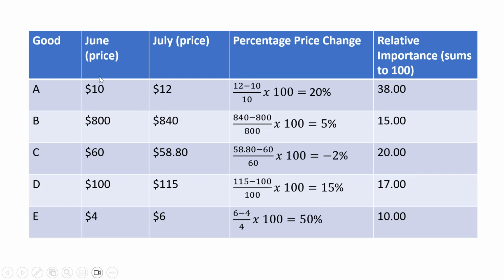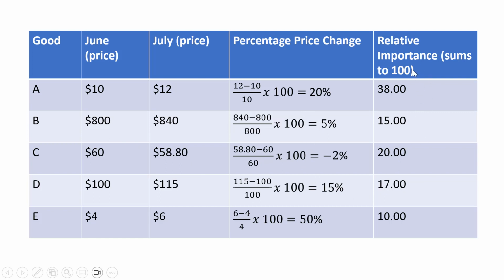Here we have a table. We have five goods in this table. We have the prices for each good in June and July. And the first thing I'm going to do is calculate the percentage price change from June to July. So going from $10 to $12 here for good A is a 20% increase, just using the percentage change formula. And I do the same thing for the other goods. So calculate the percentage changes in prices for all five goods here.